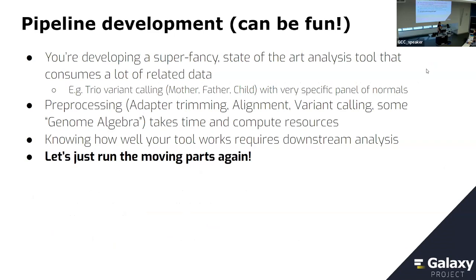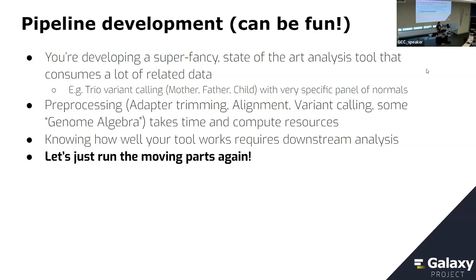I want to say something else. Developing a pipeline, developing a workflow, that can be a lot of fun. So say you're developing a super fancy tool that consumes a lot of related data. For instance, you do trio variant calling with mother, father, child, and you have a very specific panel of normals, maybe the related family, for instance. Say that in your pipeline, you have some pre-processing before your actual step that takes time and space.